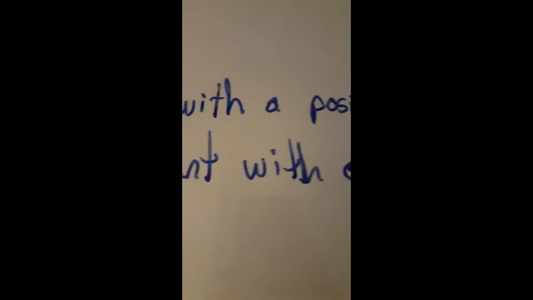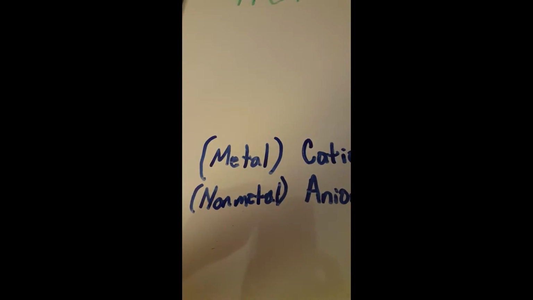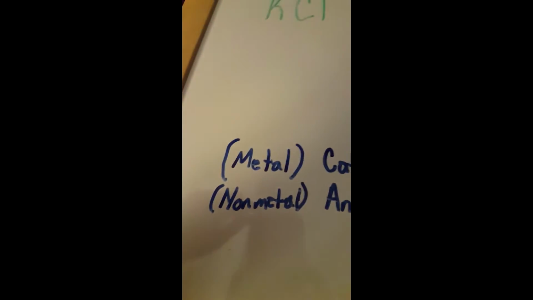Any element with a positive charge will be in front of the element with a negative charge. Remember that. That's important. Metals are cations, which have a plus. Nonmetals are anions, which have a negative charge.